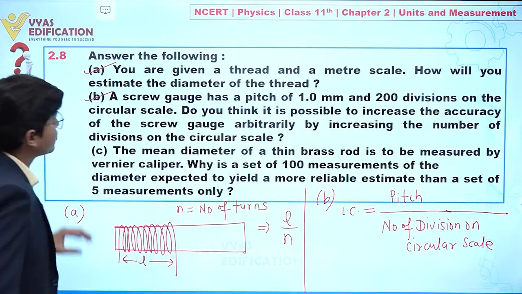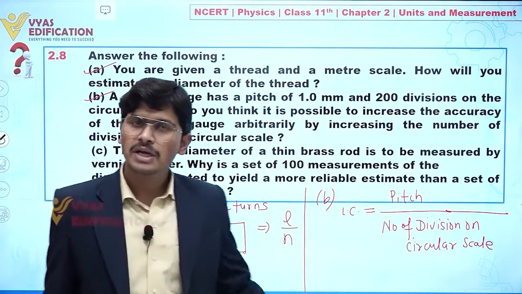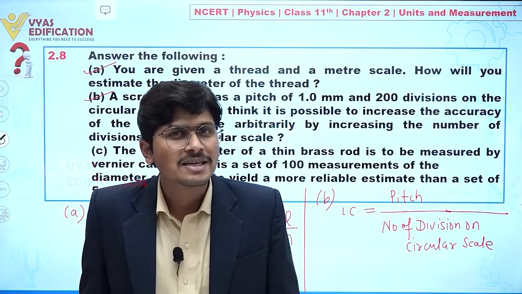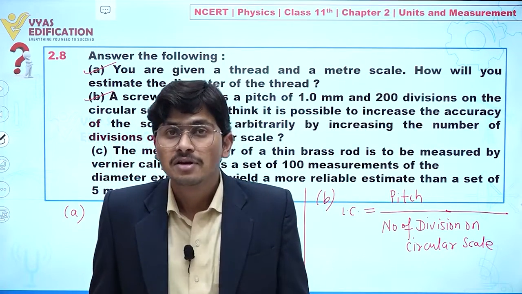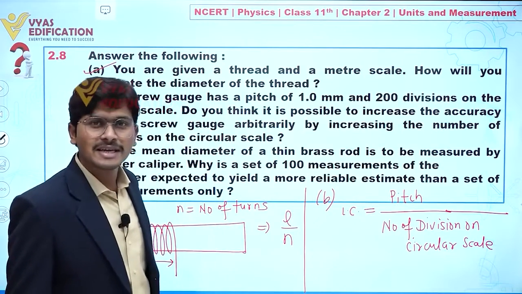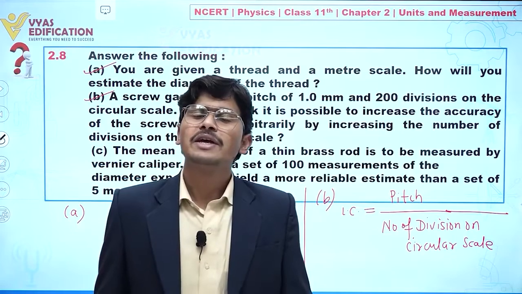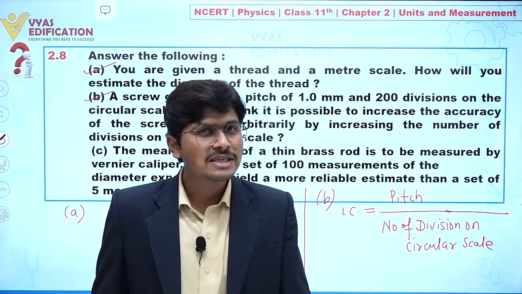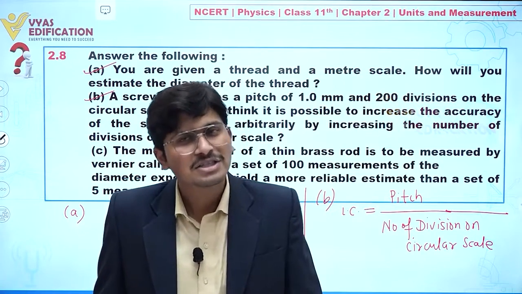So now what is the answer to this question? Yes, it is possible. Definitely, if you increase the number of divisions, least count decreases and precision increases. But actually if we increase the number of divisions on a circular scale, at that time it is very difficult to read the reading on the circular scale.